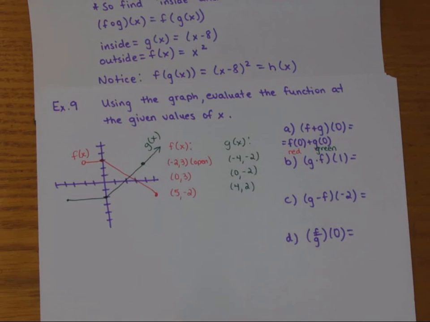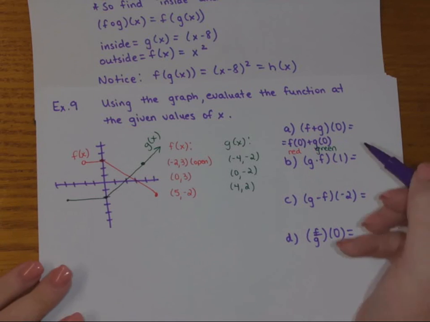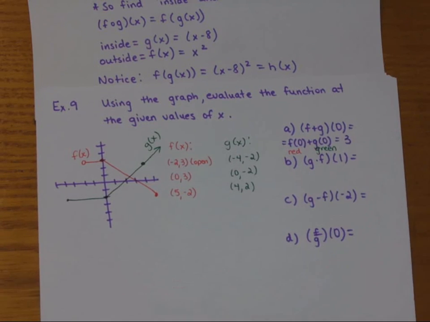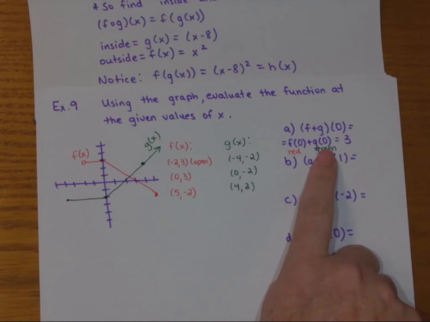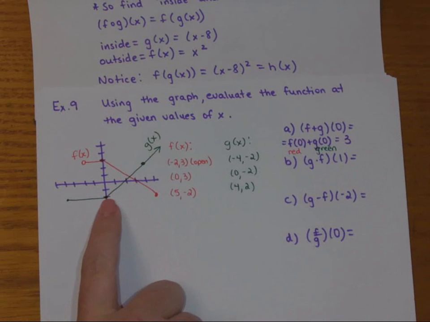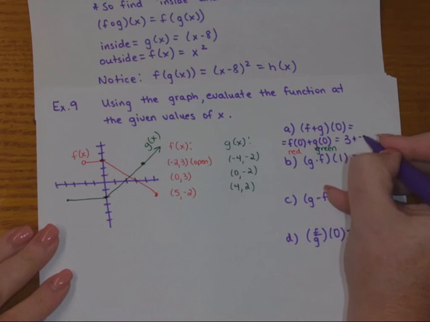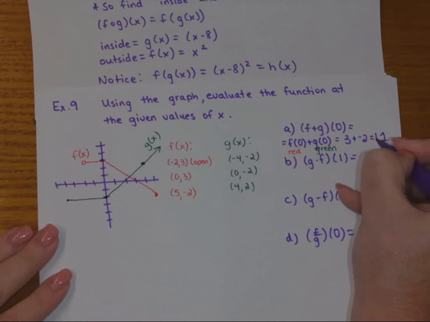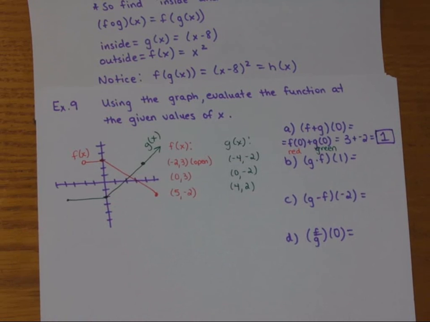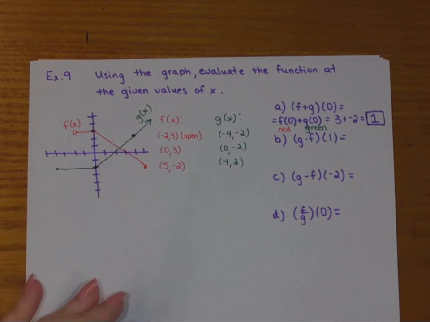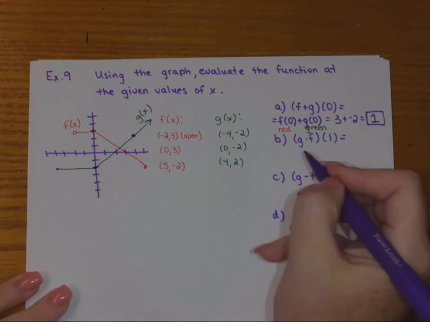So here, look at the red graph, right? When x is 0, what's the y value for the red graph? It's 3. And then what's the y value when the green graph is 0? Here's 0, right? x equals 0, and the y value is negative 2. So the result between those is just 1. Okay, so rather than looking at equations, we're just looking at graphs. Just remember that f of whatever or g of whatever is really just asking you for the y.